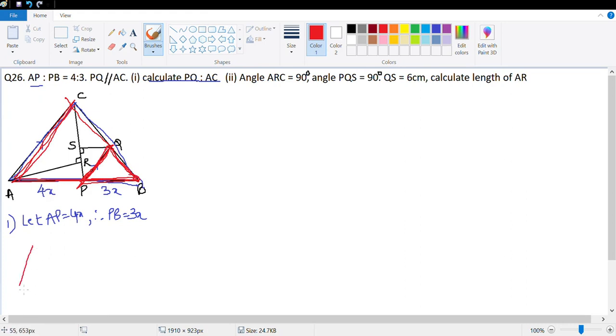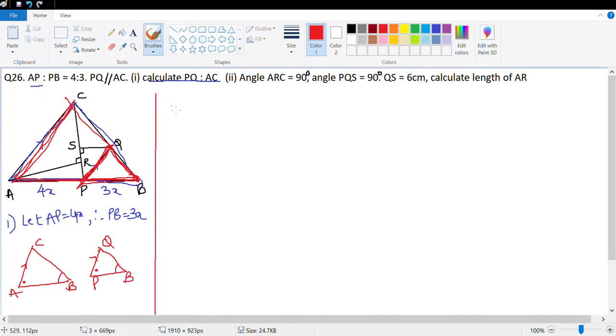Let's just draw these two triangles separately. This is CAB and this is QPB. Angle B is equal, and since these two sides are parallel, which means angle P here and angle A here will be equal because these are corresponding angles. Perfect.